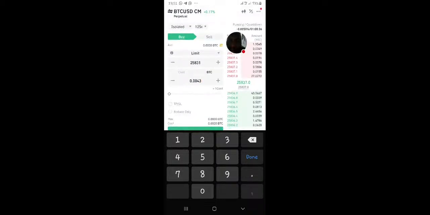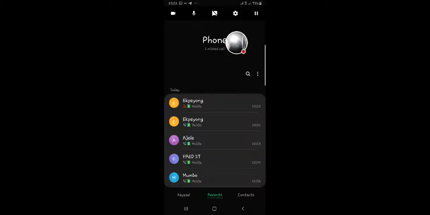Another thing that's most important, that people used to make mistakes on, is two things. First, this buy that you are seeing here, we have buy and we have sell here. This buy is used when you want to predict upward movement of the token. For the buy, the price must be lower than the current market.